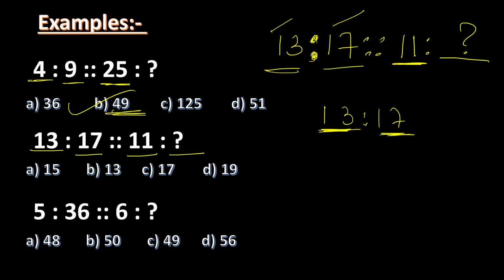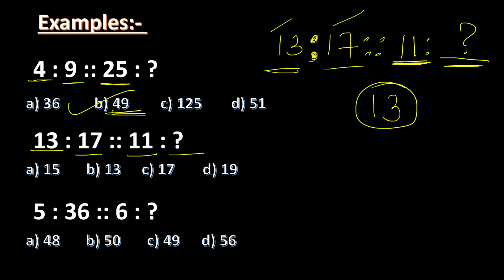So same logic you need to apply for what? 11. Correct? So after 11, which prime number will appear next? 13. Right now, 13 will be the next prime number. So what is the correct option? B is the correct option, that is 13. Okay.